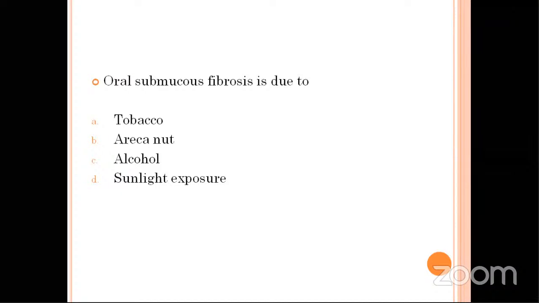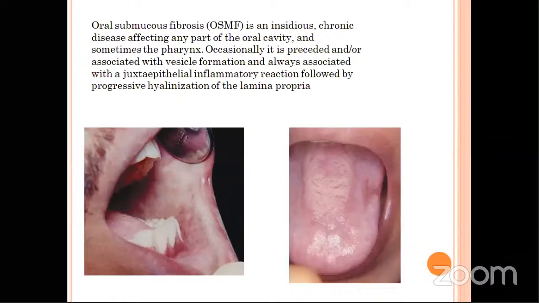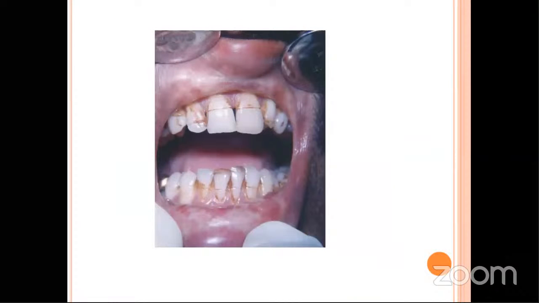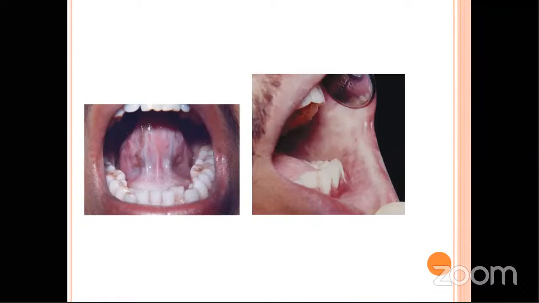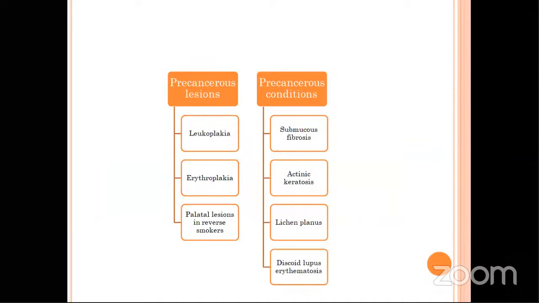OSMF is due to not smoking, not tobacco. It is only because of areca nut. With areca nut, there will be restricted mouth opening and atrophy of the papilla. It is a precancerous condition. Okay. It's a precancerous condition, not a lesion, a condition. Yes.